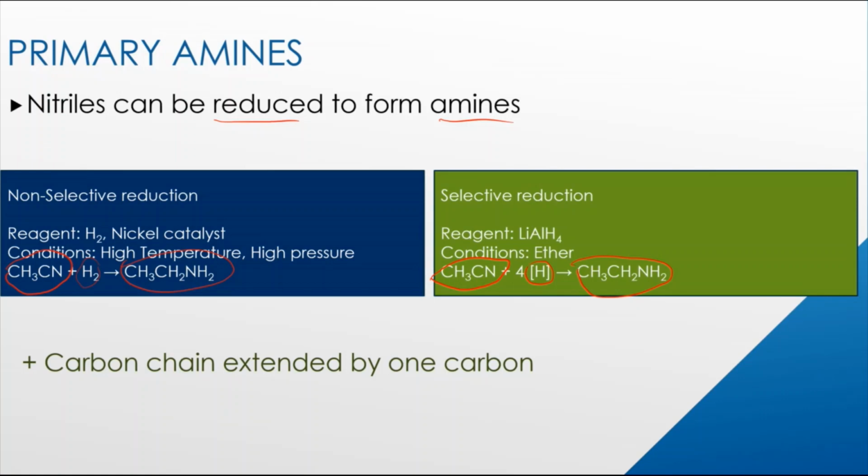So looking at this way of producing amines, going from haloalkanes to nitriles and then to amines, this can be a more useful way because the carbon chain is extended by one carbon. Because we're adding that cyanide, CN, that would end up extending the carbon chain by one, and this can be really useful in organic synthesis.